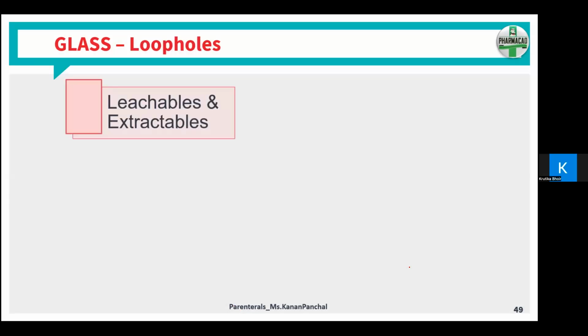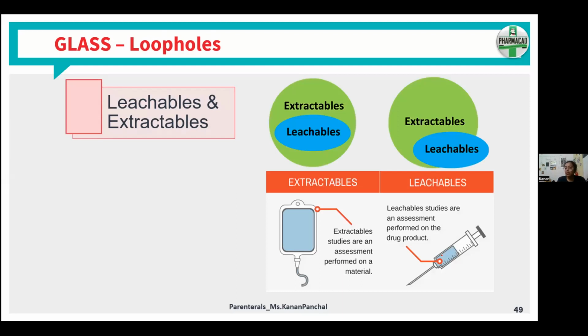Yes, ma'am. Yeah. Now we looked at the advantages of glass, right? Let us look at the loopholes. The first major one is leachables and extractables, which I am telling you about. Because your glass is made of these oxides and dioxides which can leach into your formulation depending on the pH of your formulation and all of that. The leaching possibility increases, all right? So let us look at what are leachables and extractables. It's very important to understand the difference between the two.